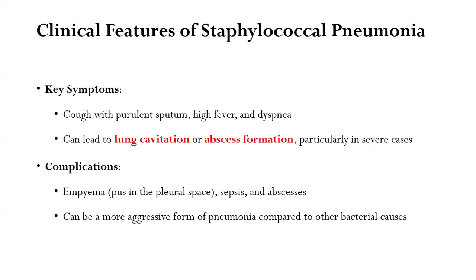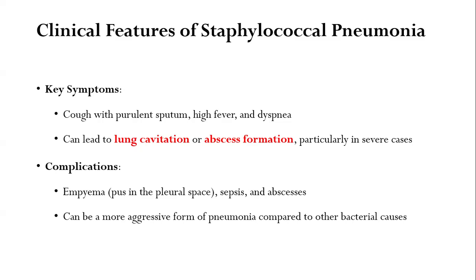The clinical features of staph pneumonia: it can produce cough with purulent sputum, high-grade fever, and dyspnea. The most important thing is that staph pneumonia can lead to lung cavitation or abscess formation, particularly in severe cases. It can also lead to serious complications like empyema, which means pus or infected fluid in the pleural space, sepsis, and abscess. It can be a more aggressive form of pneumonia compared to other bacterial causes.